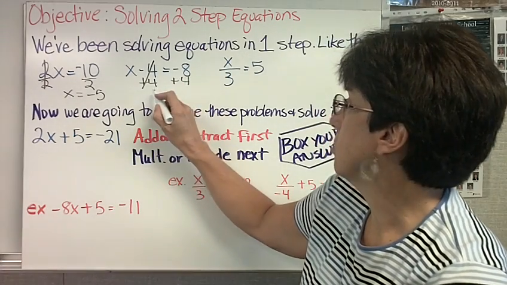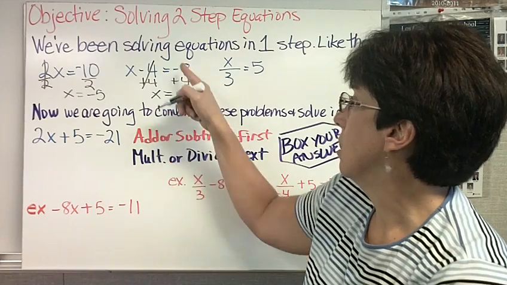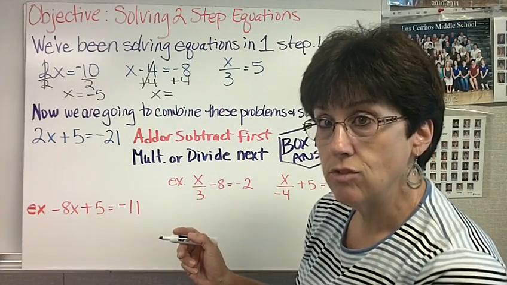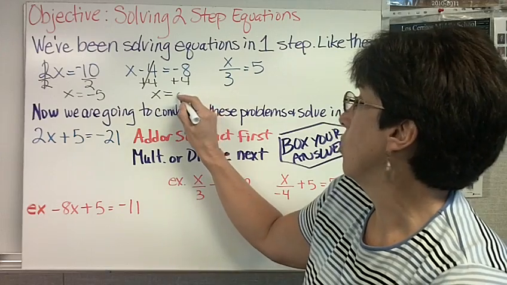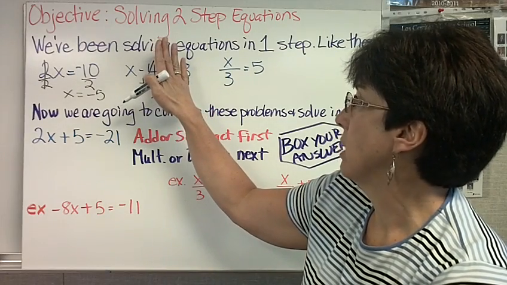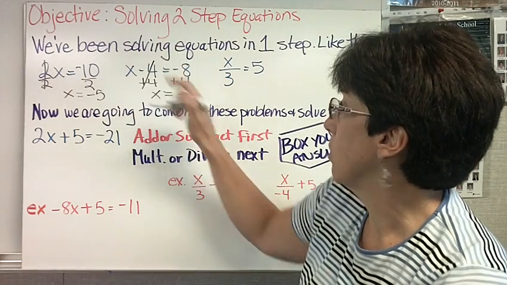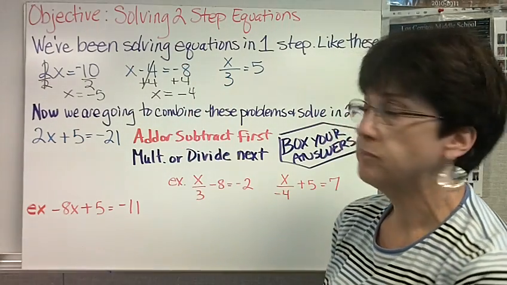-4 plus 4 zeros out. X equals, is my sign going to be positive or negative? Think, are there more negatives or more positives? There are more negatives, and then I just subtract the smaller number from the larger number once I decide on the sign. So 8 take away 4, 4.